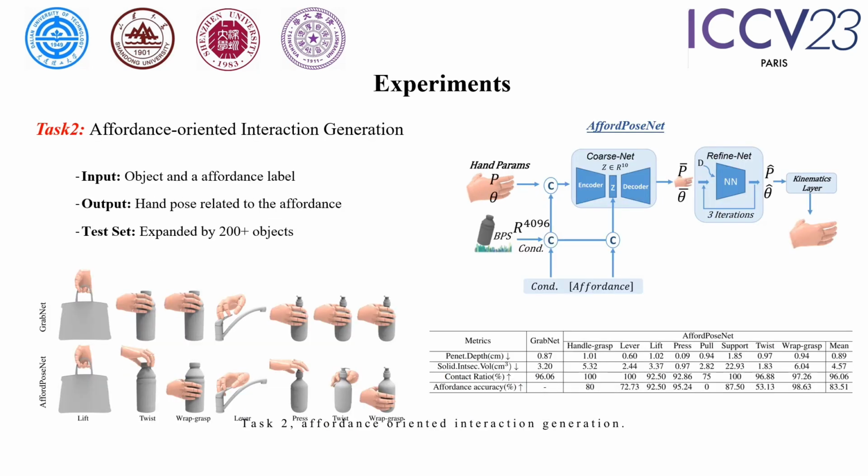Task 2, Affordance-Oriented Interaction Generation. The task aims to predict a possible hand pose from the input object and a given affordance label. We compare the generation ability of the original GrabNet baseline and our variant named AffordPoseNet. It is worth mentioning that we add more than 200 objects with part-level affordance but no hand pose annotations to expand the test set.